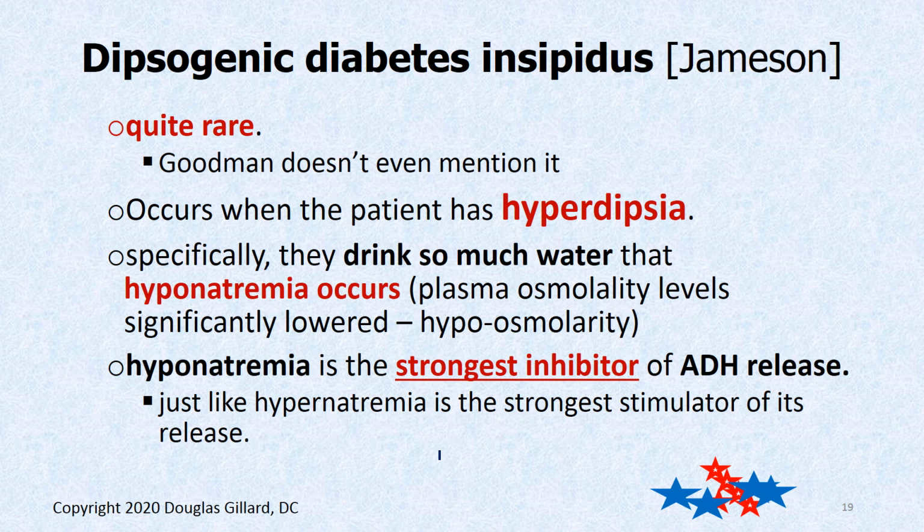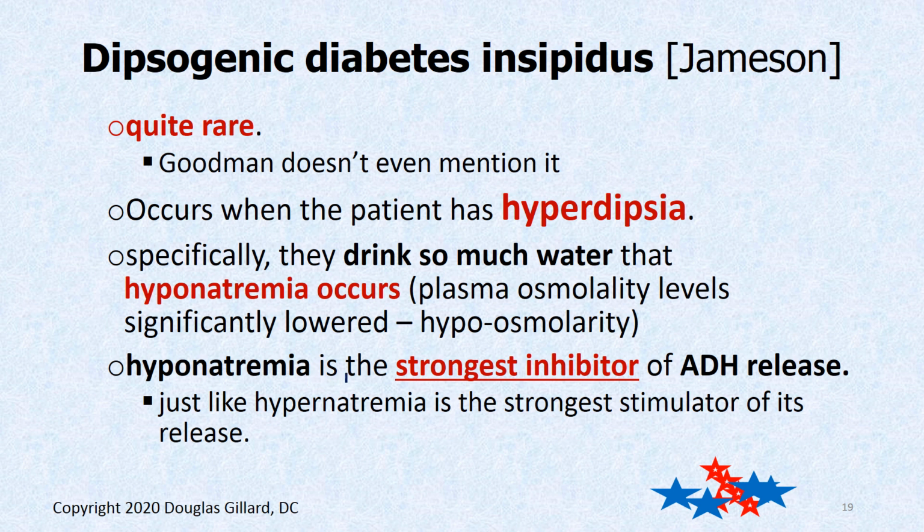Now this one isn't even in Goodman, which is kind of the classic medical endocrinology book. But dipsogenic diabetes insipidus is quite rare. This occurs when there's something wrong with your thirst centers in the brain, and the patient has hyperdipsia for no reason. In other words, they drink water constantly and are always thirsty. They drink so much water that the water molecules rule the blood, and the sodium molecules, well, it's not that they're scarce, they're normal, but there's just too much water compared to the normal amount of sodium.